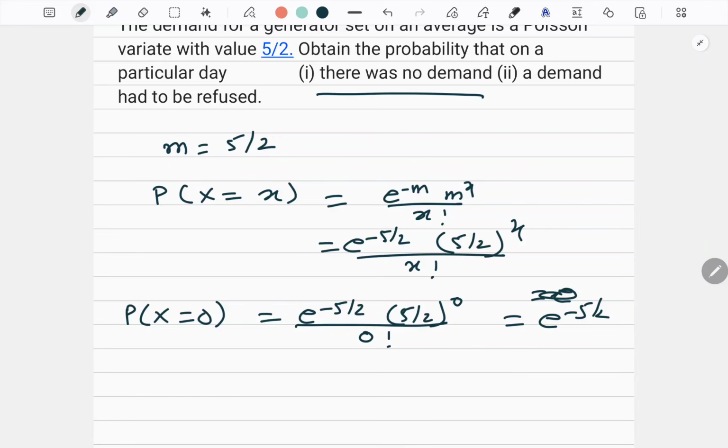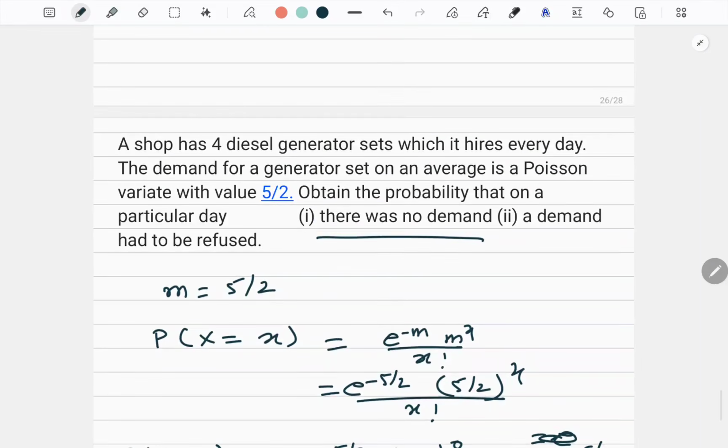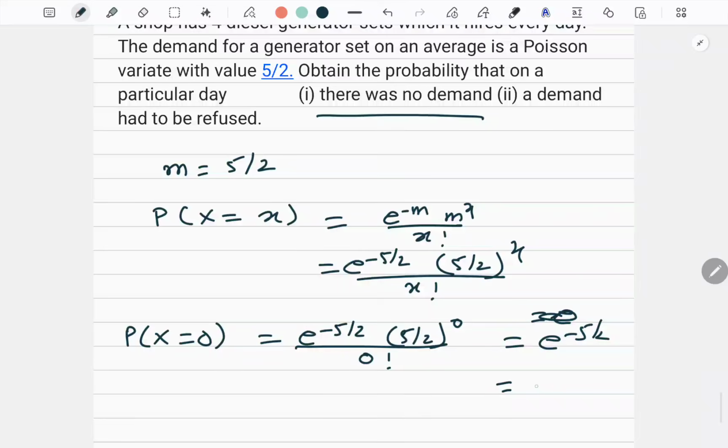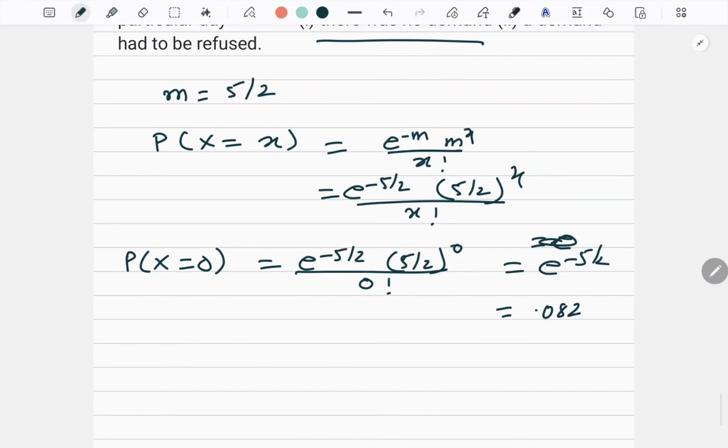Now a demand had to be refused. Now tell me when the demand will be refused. Obviously they are having only 4 diesel generators. So whenever the demand is more than 4, it has to be refused, right? So what is the question? How will you obtain the answer for this? It will be refused when the probability for x is greater than 4, right? So here the answer is, you can write 0.082. Okay. Now the second case will be probability when x is greater than 4.